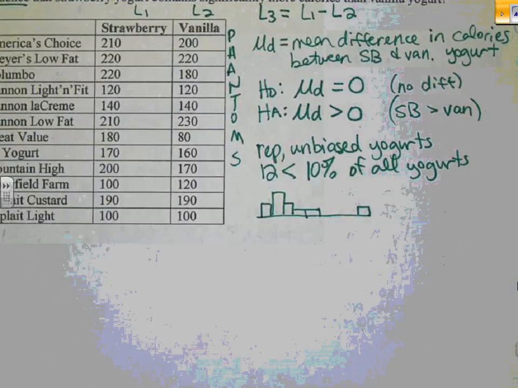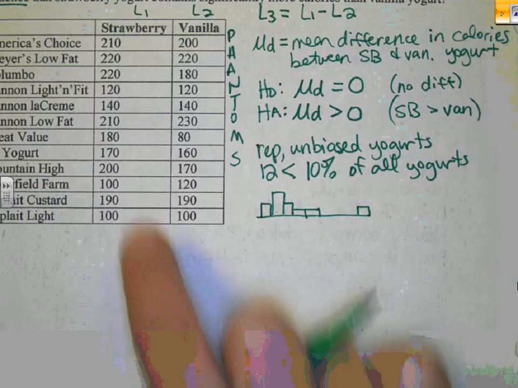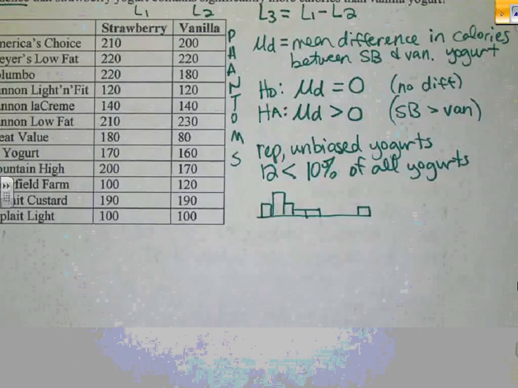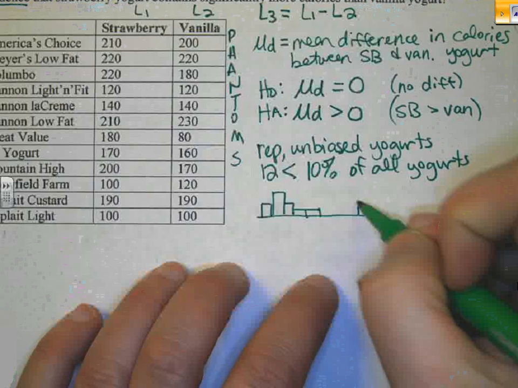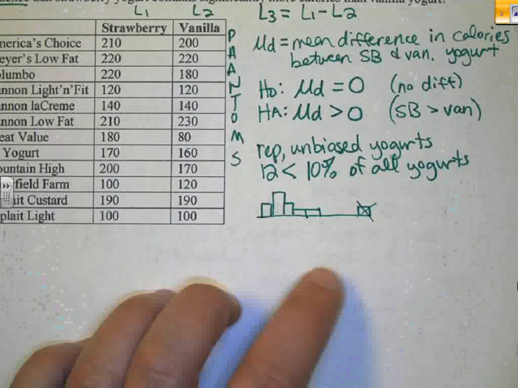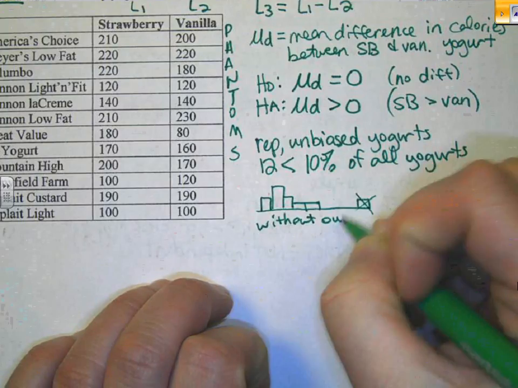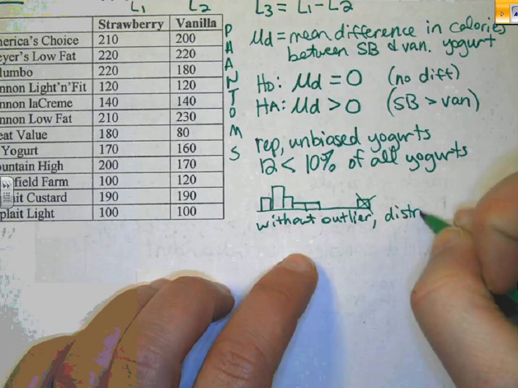Do you know which one? By just looking at the table? Yeah, the Great Value for some reason has only 80 calories in the vanilla, but 180 in the strawberry. All the rest are pretty close. So if you want to, you can draw the histogram and just kind of X that out because it's an outlier. But mention that. You can say without the outlier, it's somewhat symmetric and usable.